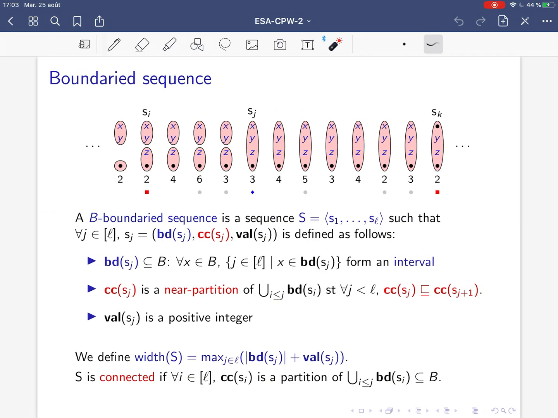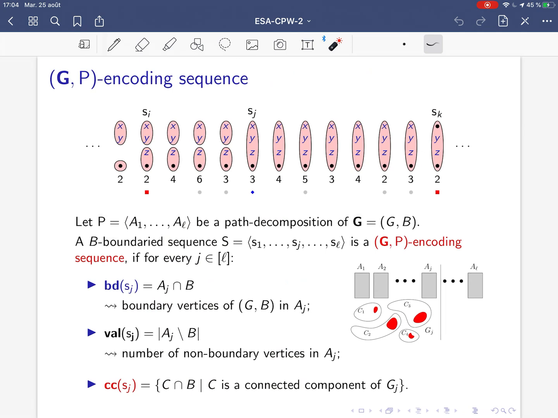Well, now we can define the width of a B-boundary sequence as the maximum of the size of the boundary of S_j plus the value of S_j. And we say that the boundary sequence S is connected if for every i the CC component is a partition and not a near partition, meaning that there is no occurrence here of the empty set.